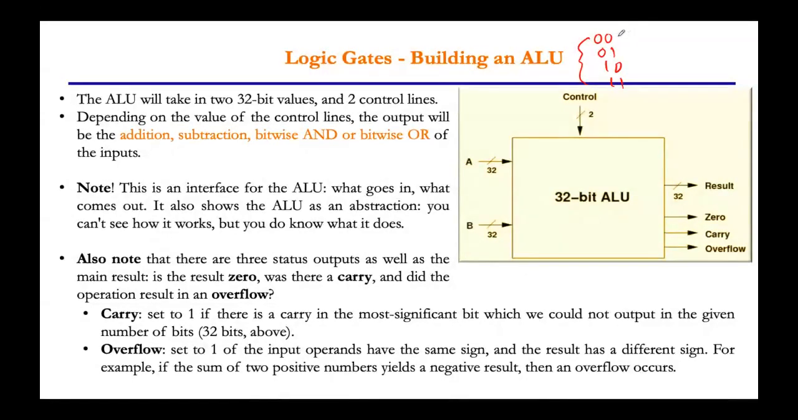For example, 0 0 means this control signal may give your addition. 0 1 gives another operation like subtraction. 1 0 may give your bitwise AND operation.